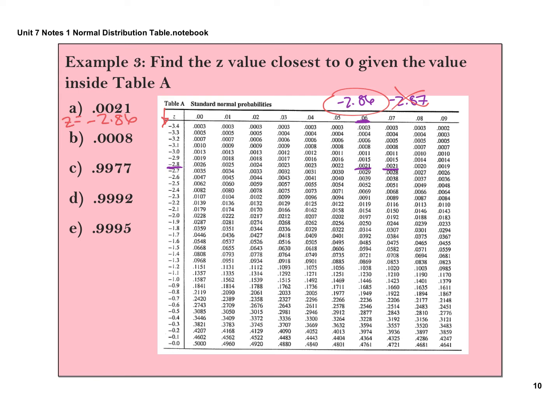How about this 0.0008? For 0.0008, I see this one, this one, this one, and this one. The one closest to 0 is that negative 3.14.